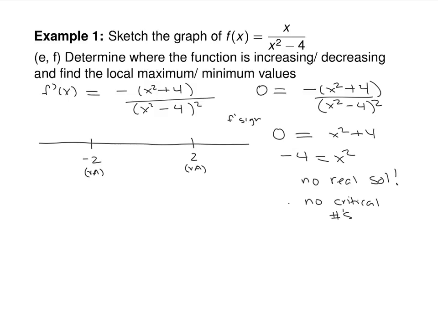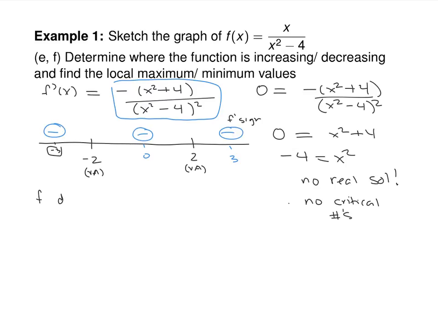So if you test something like, say, -3. Don't test IDK. IDK isn't a good test number. If you test -3 in that expression, what's the result? A positive or negative answer? Negative. Test 0. Negative again. Test 3. Negative again. So this function is doing a whole lot of what?